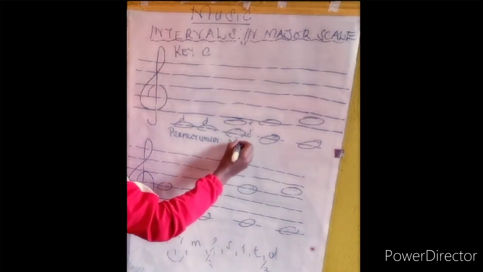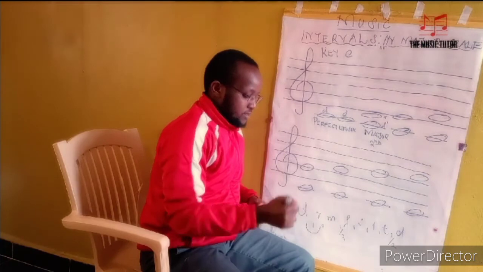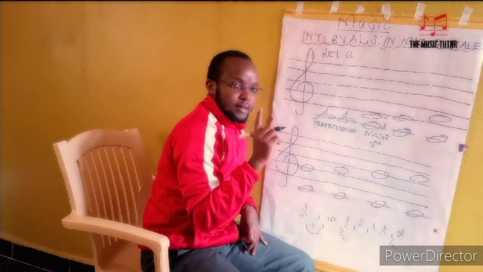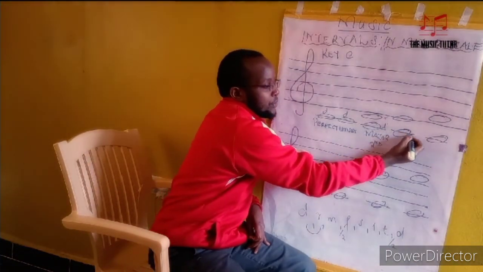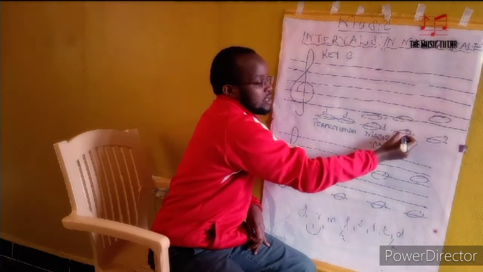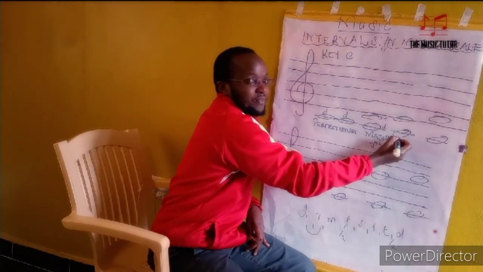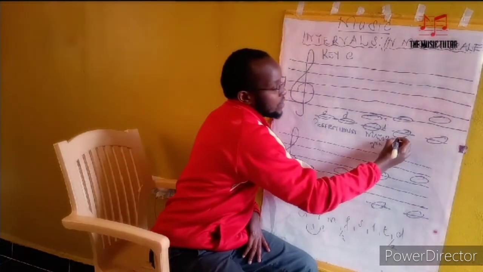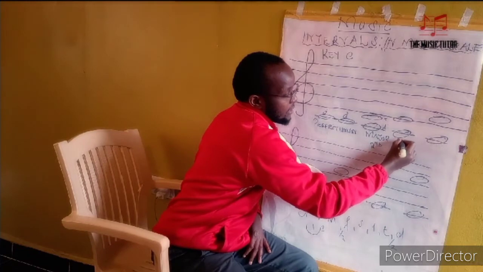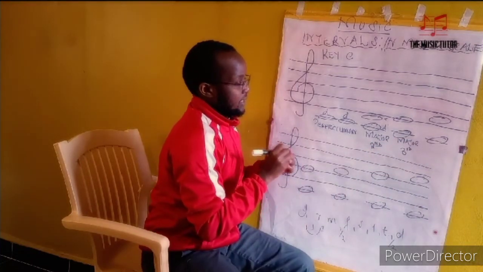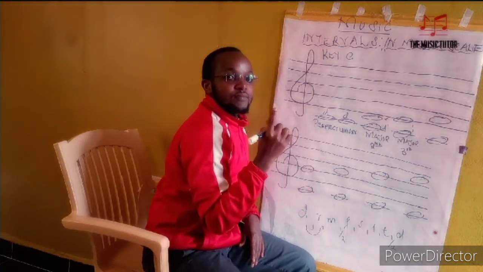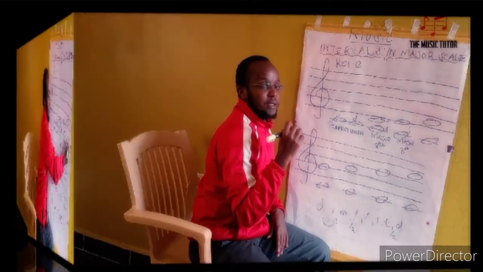Do, re, one tone. This is called a major second. So any interval with a difference of one tone in a major key, we usually call a major second. Now, between do, mi, between tonic and the mediant, there is a difference of one tone, two tones. This one we usually call a major third. So any interval with a difference of two tones, we usually call a major third.